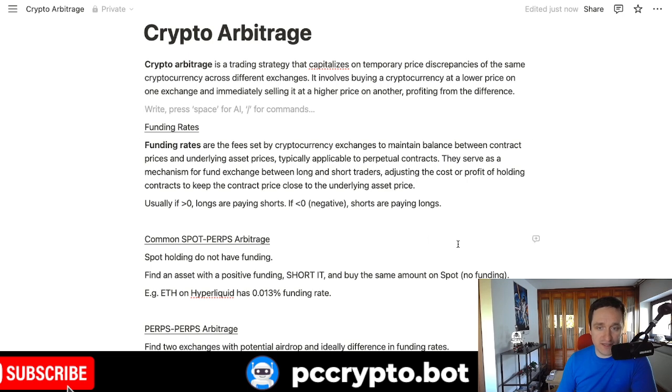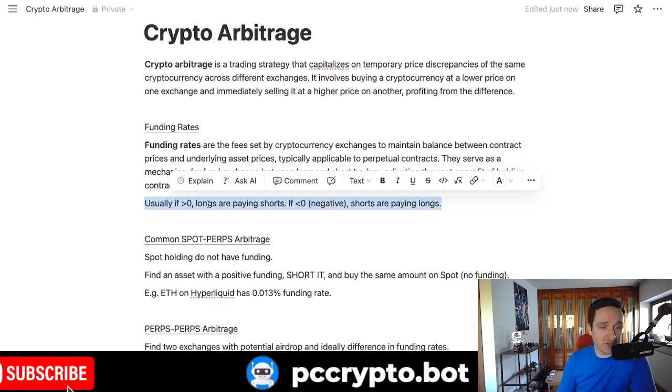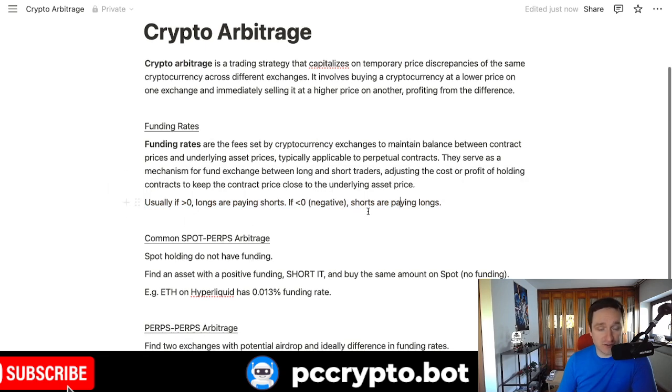This is for basically maintaining the relationship between contract prices and underlying asset prices. So as you can see, they serve as a mechanism for fund exchange between long and short traders, adjusting the cost or profit of holding contracts to keep the contract price close to the underlying asset. And as I've mentioned, usually if the rate is positive, longs are paying shorts. If negative, shorts are paying longs.